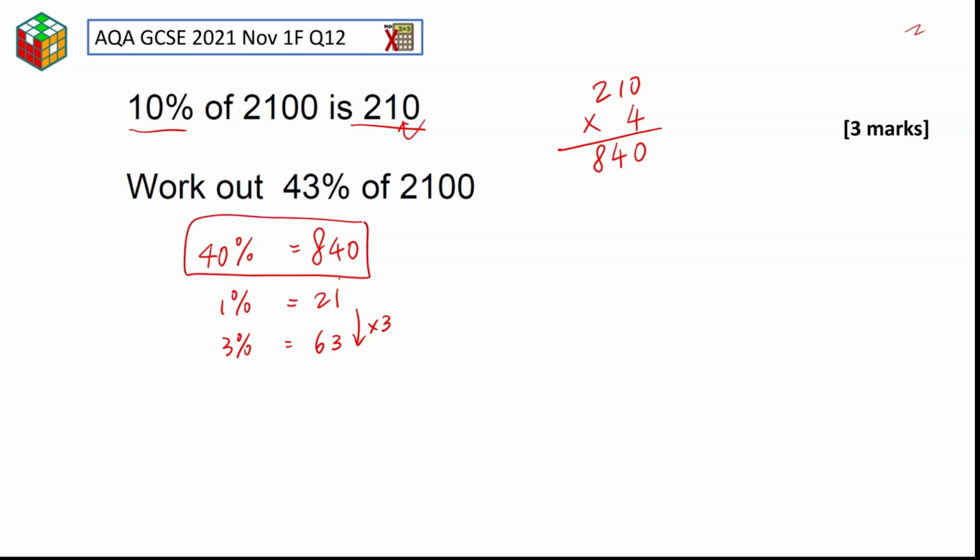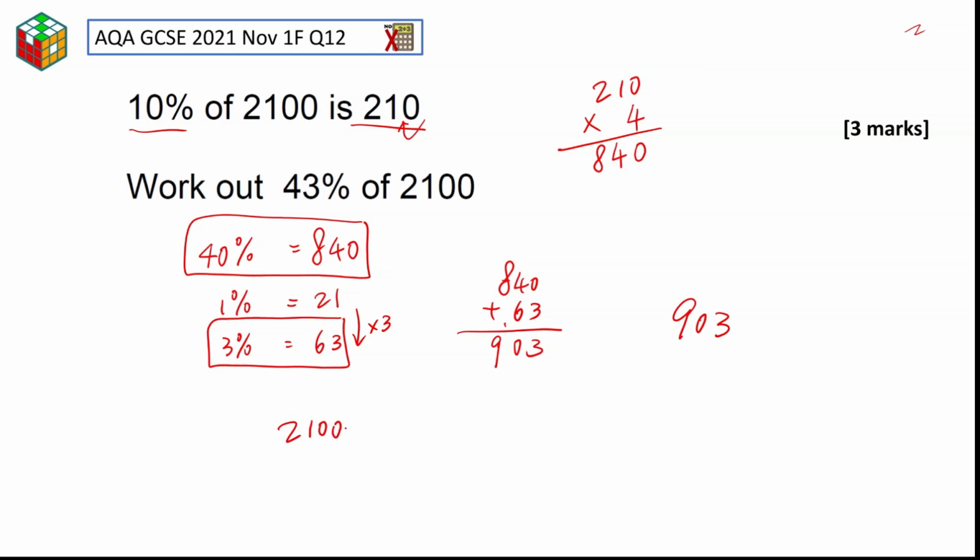43%, I need to have 40% and 3% added together. 840 add 63: 3, 10, 9. So the answer is 903. If this happened in a calculator paper, you just need to do this. Because 43% as a decimal or multiplier is 0.43. So I've double checked, my answer is correct.